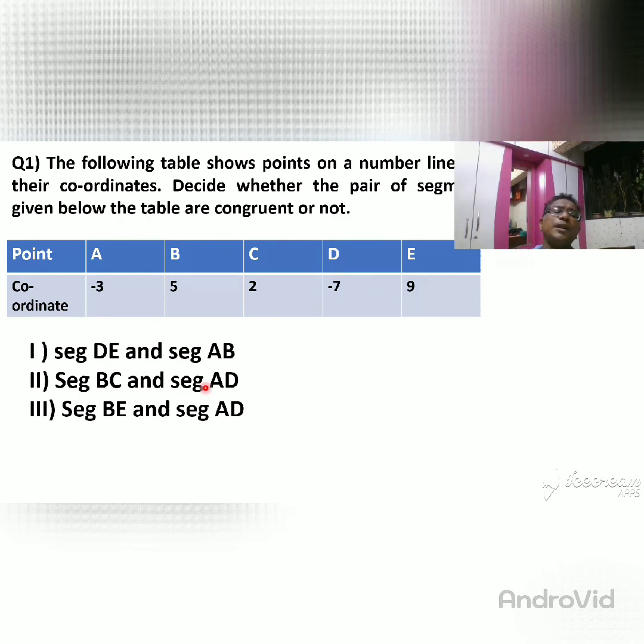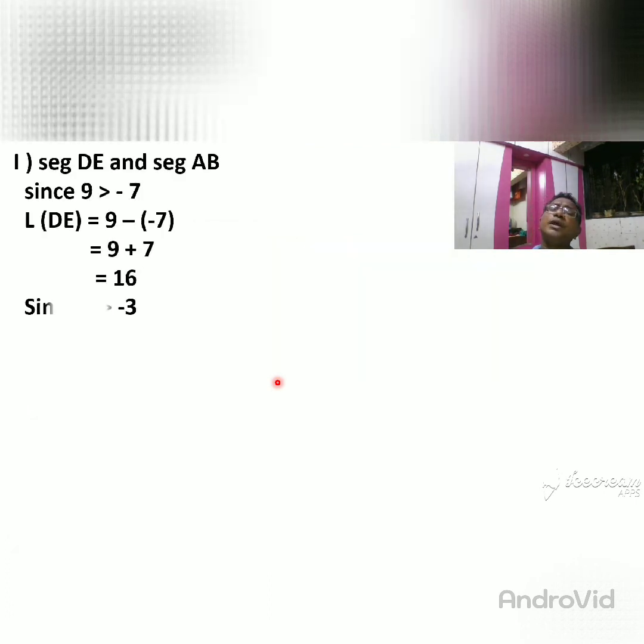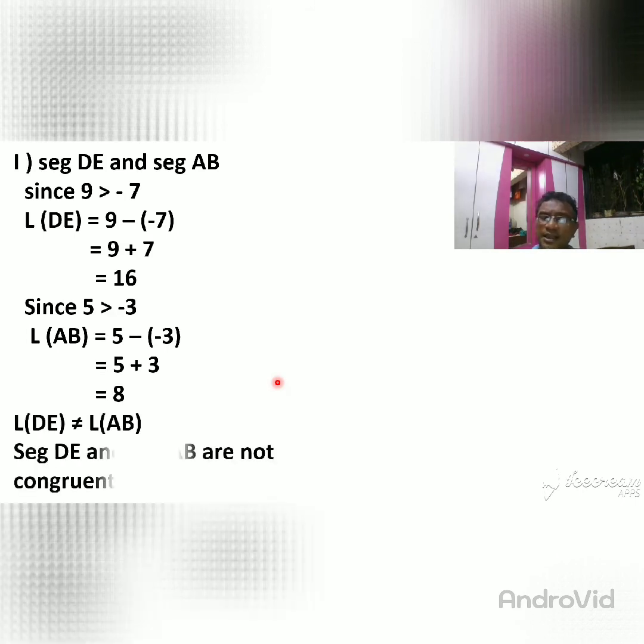Here also segment BC and segment AD are not congruent, but that can be shown with the help of solving the problem, explained with the help of the coordinate points. So see segment BC and segment AD. B coordinate is 5 and C coordinate is 2. So 5 is greater than 2. If you want to find the distance BC, segment BC is equal to 5 minus 2. 5 minus 2 is equal to how much? 3. So length of BC is equal to 3.